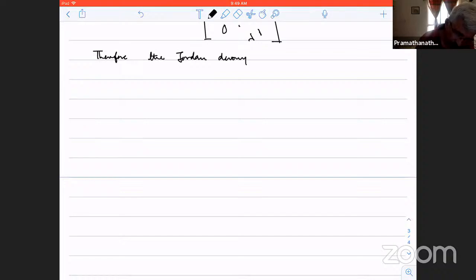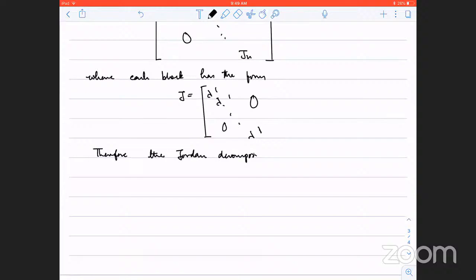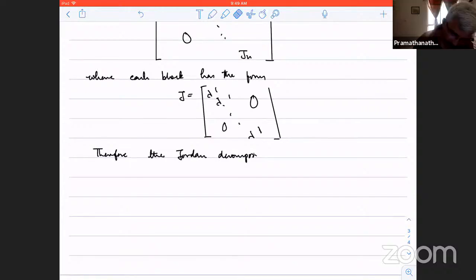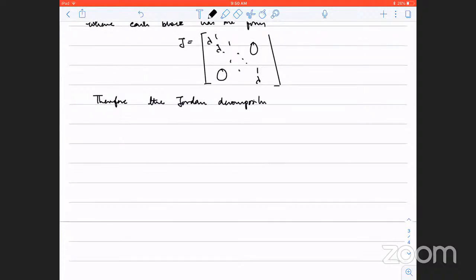Sir, will you please scroll up a bit? Yeah. Thank you. Sir, isn't the last one supposed to be directly above the lambda? Yeah, it's supposed to be above the lambda. It didn't come out properly, did it? Yeah, it's above the lambda. Yes, thank you. It's on the super diagonal. Okay.